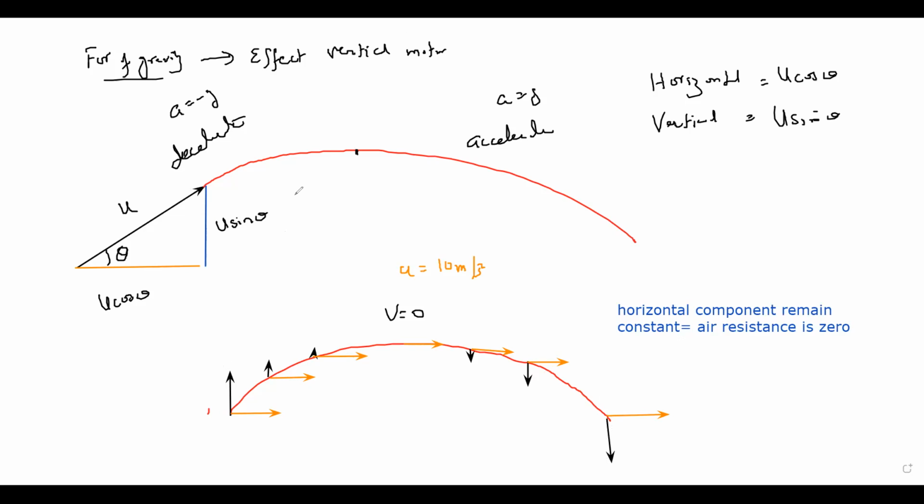So for example, if the vertical component was 30 meters per second here, then after 1 second it will be 20 meters per second, after 1 second it will be 10 meters per second, then after 1 second, at the maximum height, it will be 0 meters per second. But what about the horizontal component? The horizontal component remains the same. So for example, if this was 5 meters per second, it will be 5 meters per second, 5 meters per second, and 5 meters per second.